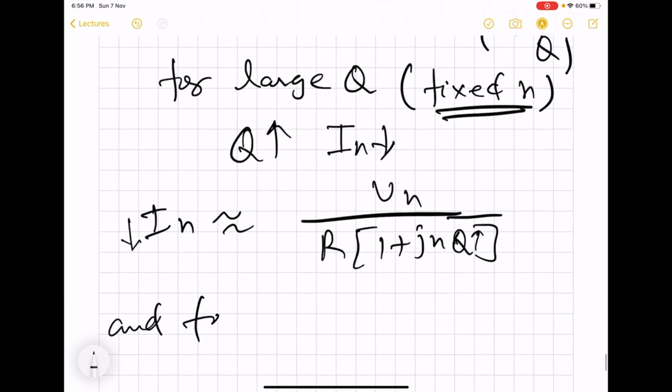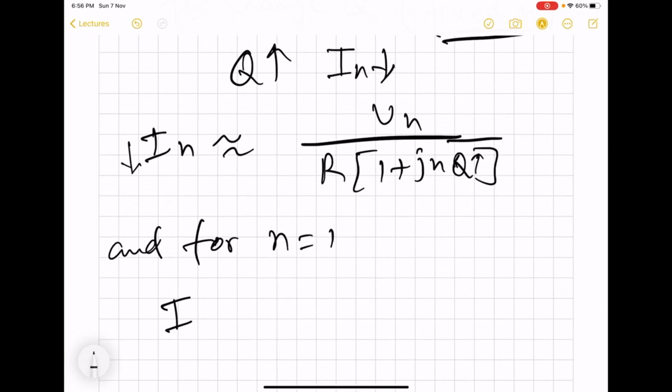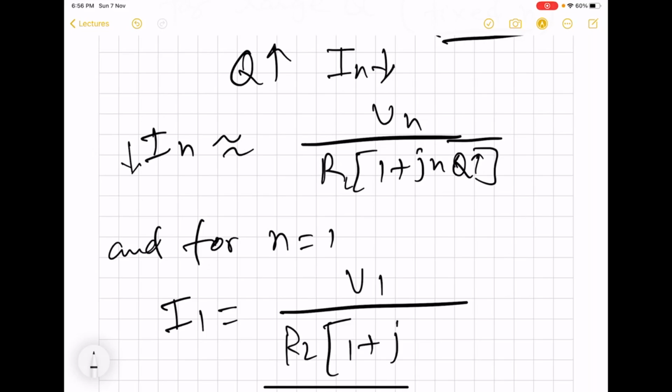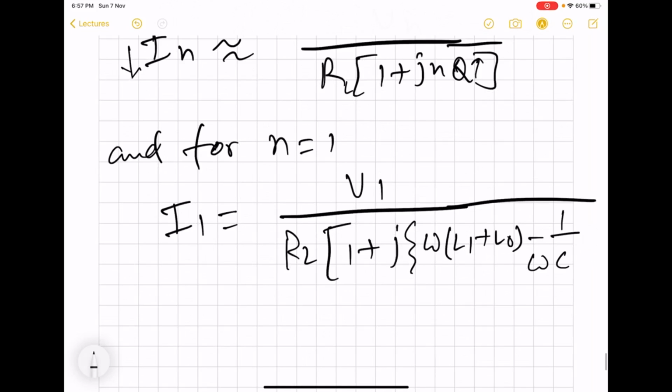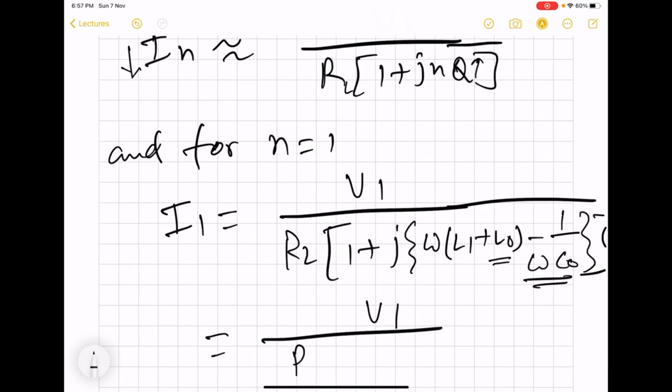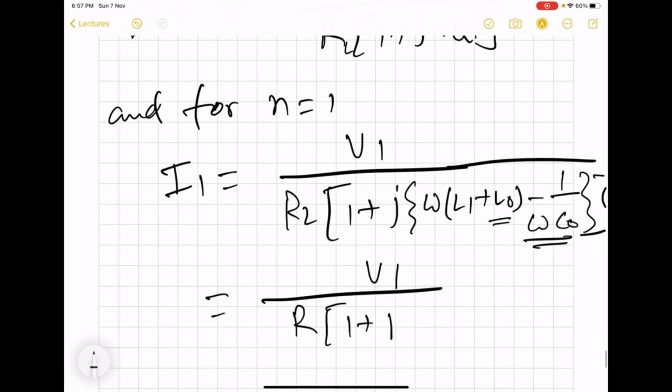And for n equal to 1, what we see is I1 is going to be V1 divided by RL times 1 plus j omega L, and L we have represented in this form, minus 1 by omega C0. So we see that this portion gets cancelled out by omega L0. So we have RL times 1 plus j omega L1.